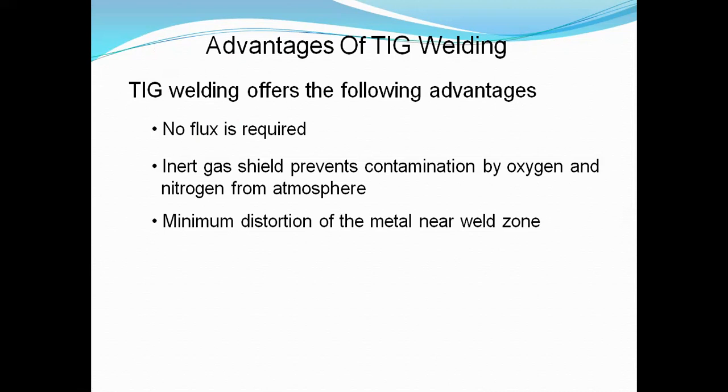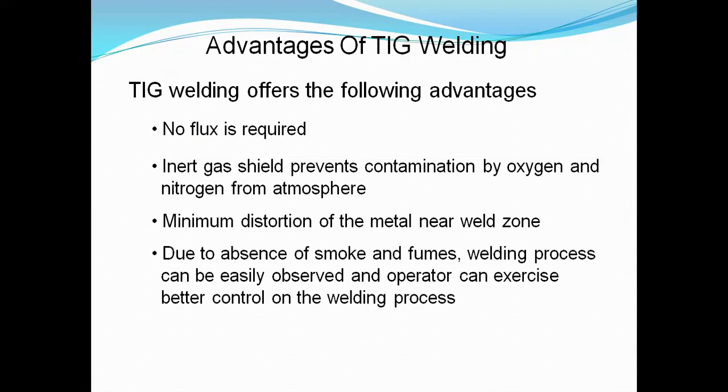Minimum distortion of the metal near the weld zone. Due to the absence of smoke and fumes, the welding process can be easily observed and the operator can exercise better control on the welding process. Dissimilar metals can also be welded easily. So these are the advantages if you are using tungsten inert gas welding.